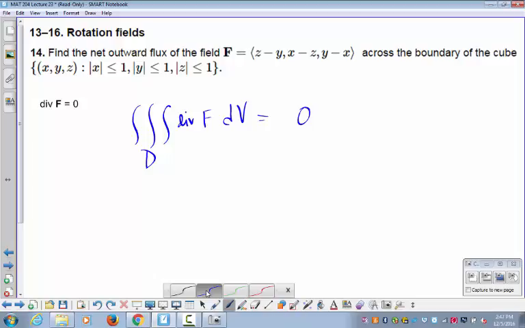When in doubt, write a bunch of symbols and an equal sign and a zero. Put the box right in it. That's like a zero set problem.